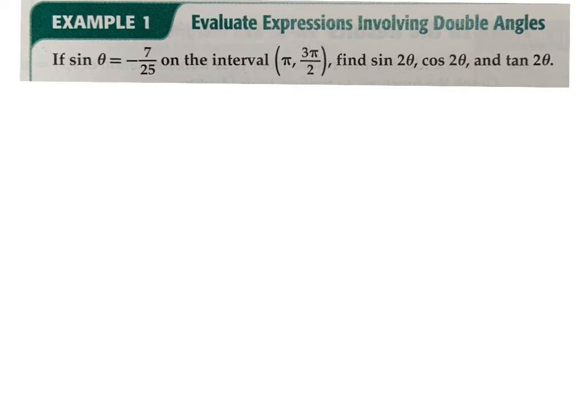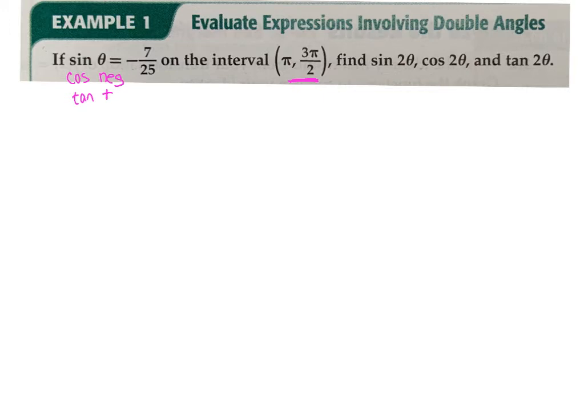If my sine is negative 7 over 25, there's a couple things we're going to say, okay? I know that my sine is negative because they told us it's negative, right? I know I'm in what quadrant? What did they tell me? What quadrant am I in? Pi to 3 pi over 2. You are in the third quadrant, right? So that means my cosine is also negative in the third quadrant. And my tangent will be positive, okay? I have y over r.